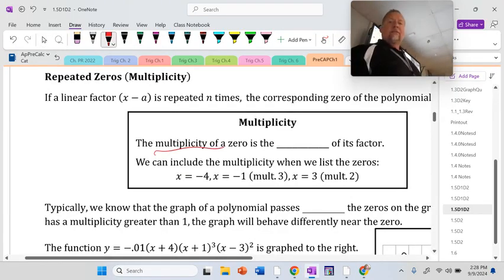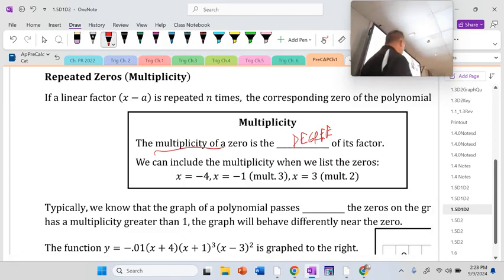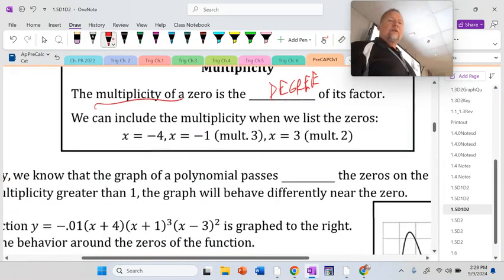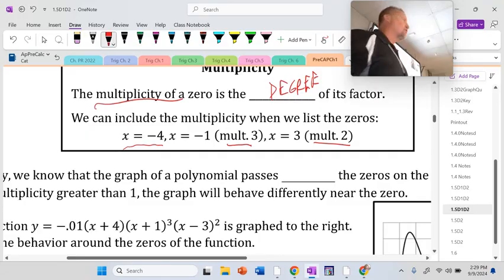All right, so linear factors, representative of that, can have multiplicities. The multiplicity of the 0 is the degree of the factor. All right, so put that word in there so you're focusing. The degree, so the power on the parenthesis. Okay, so this is how we're going to list the zeros. Notice we don't list multiplicity 1, but when the multiplicities change, then we will state their multiplicities.